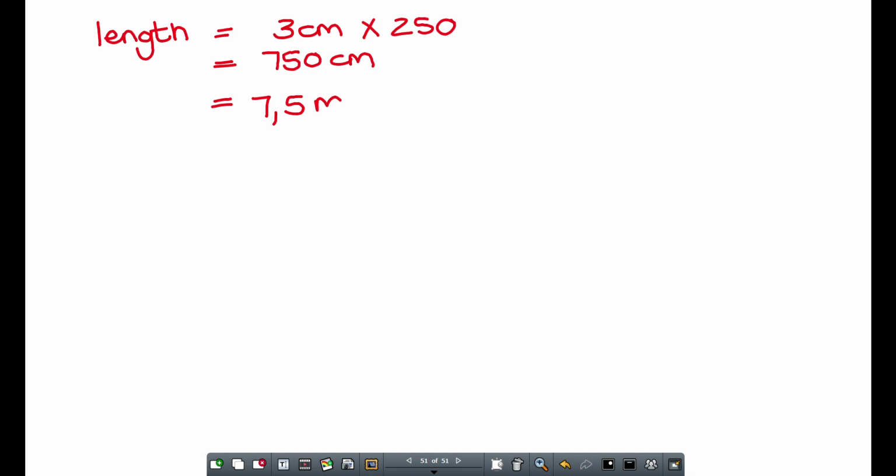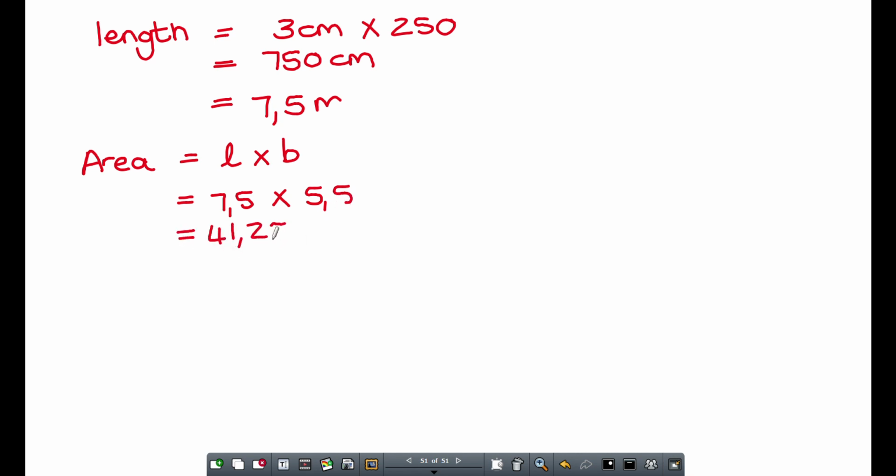Onthou, ons wil nou teel, so ons soek die oppervlak. We want the area of that space. So to get area, we're going to say length times breadth. Nee, ons lengte was gewees 7.5 meter en ons breedte was gewees 5.5. So if I multiply that, I'm going to get 41.25 and no. Because it's area, I can't just say meter. It must be meters squared. Nee, onthou, baie belangrik. Okay, done.